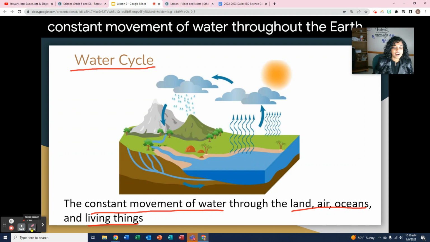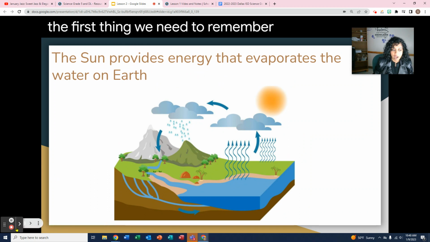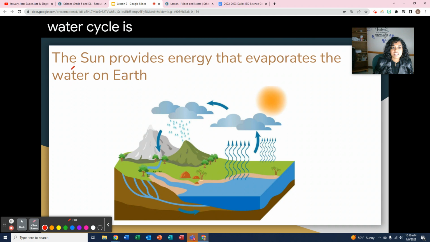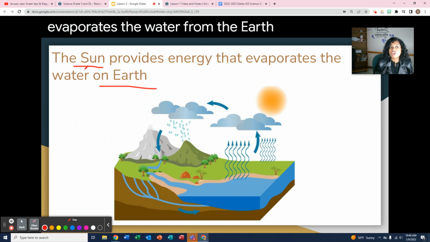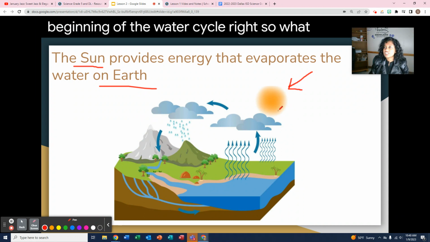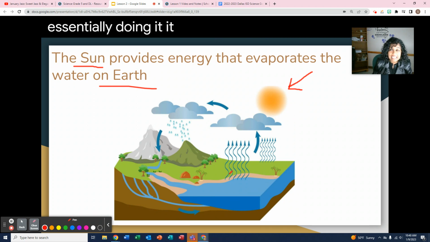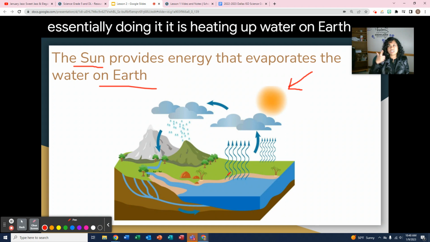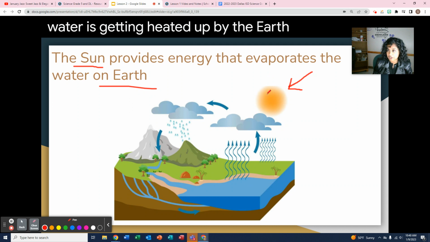Okay? All right. Now, let's dive into our lesson. The first thing we need to remember about the water cycle is that the sun provides energy that evaporates the water from the earth. So the sun is the beginning of the water cycle, right? What the sun is doing is transferring heat down onto the earth, down into the water. It is heating up our oceans, our rivers, our lakes. So our water is getting heated up by the sun's energy, right?